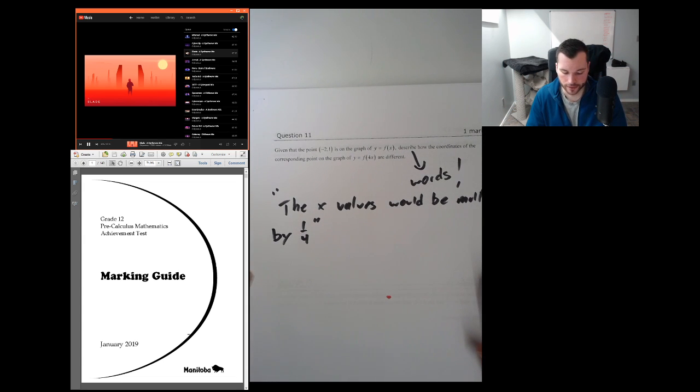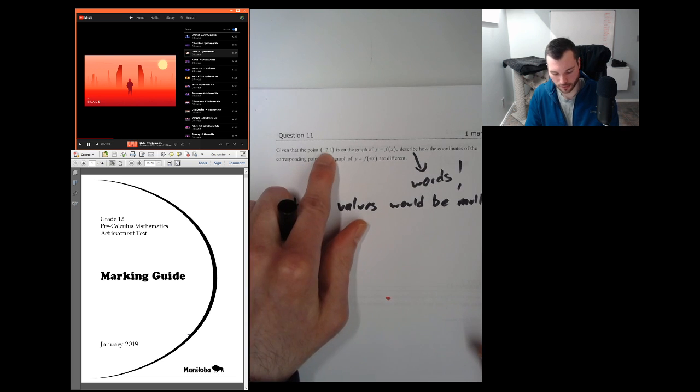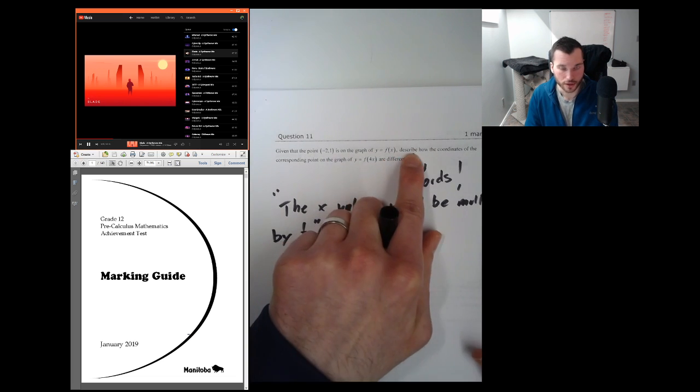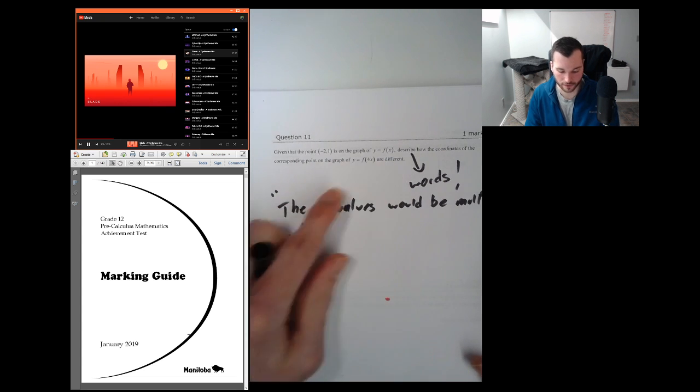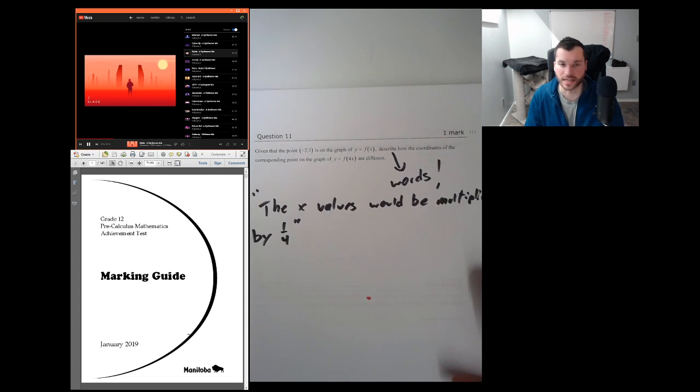Done, right? Go back to the question and be like, hey, wait, if somebody answered me this question, did I answer them? Did it make sense? Given that this point is on this graph, determine how the coordinates of the corresponding point on this graph are different. Full marks. I didn't even give the point.